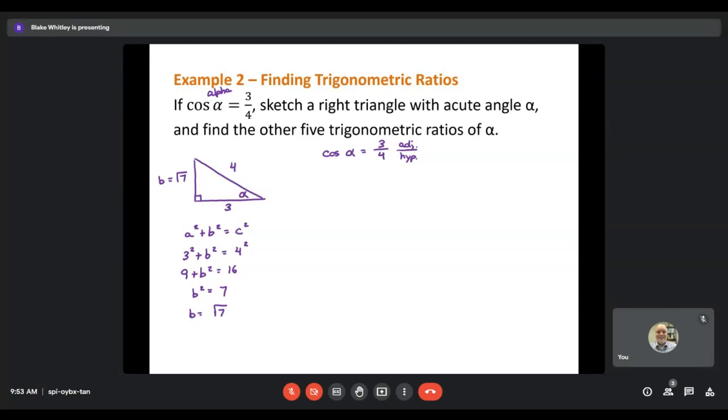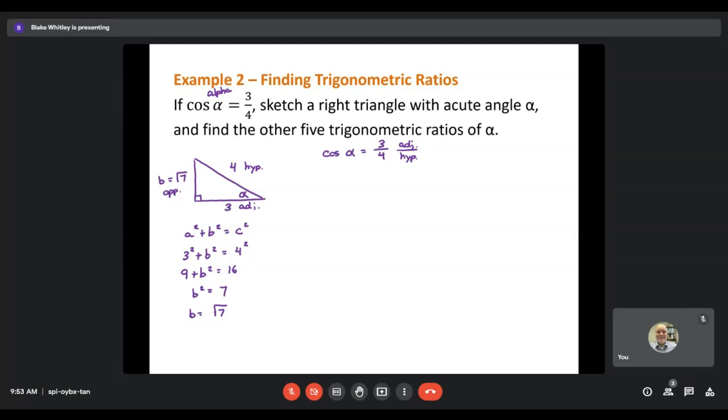Okay, so now in my triangle, I'm going to go ahead and label all of my sides so that it's easy to find those ratios. We already said that 3 is the adjacent. We said that 4 is our hypotenuse, and that means that square root of 7 over here is going to be the opposite side from alpha.